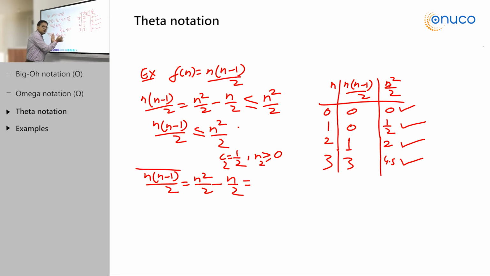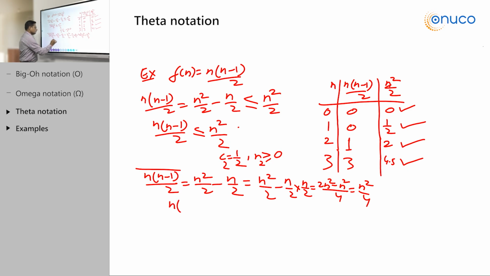If you subtract 2 units, what will happen? Let us see, n square by 2 minus n by 2 into n by 2. Can you simplify it? Yes. 2n square minus n square divided by 4. It is n square by 4. So we are going to write n into n minus 1 divided by 2 must be greater than or equal to n square by 4.